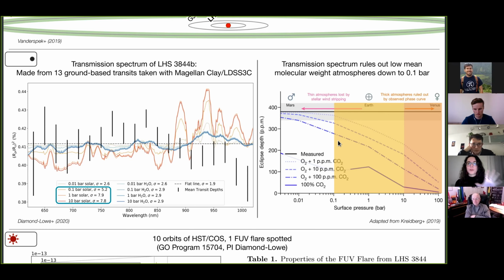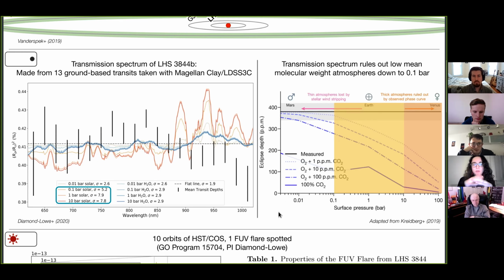So the remaining parameter space for this planet is a very tenuous high mean molecular weight atmosphere. And by some various arguments, you can show that that's a pretty fine knob to tune if you want to really put an atmosphere on this planet. So I think the main conclusion we can come away with is this is a bare rock. This exoplanet has no atmosphere to speak of, really.